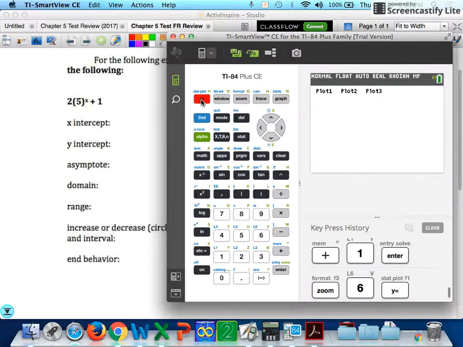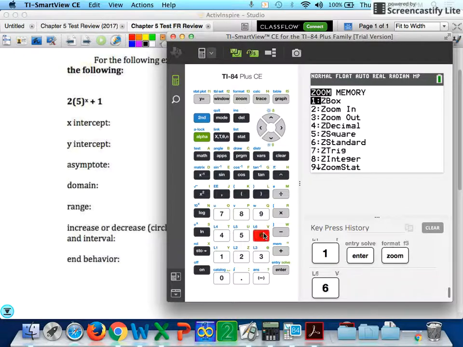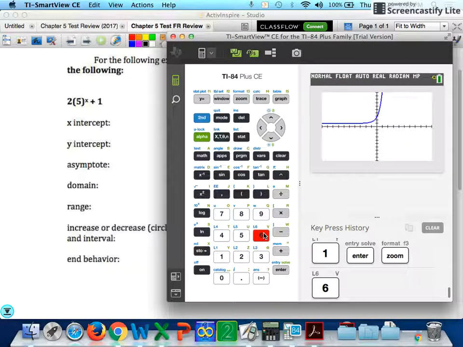So the first thing I do is I want to take a look at it. I want to see what it looks like. This is 2 times 5 raised to the x power, and then plus 1, okay? We zoom 6 this so we can get a look at it. There we go. And we want to know the information.